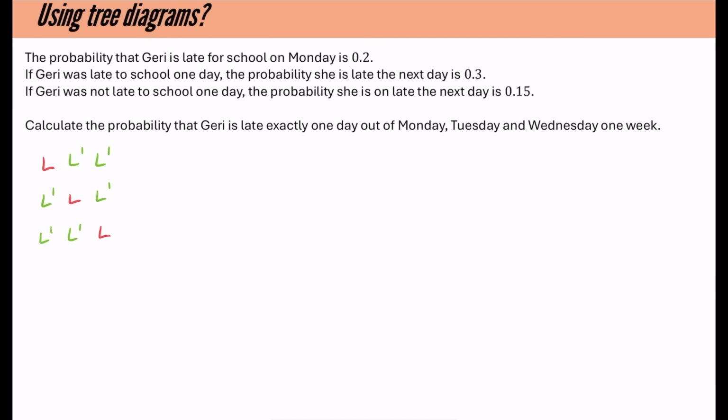So it says here, I'm not going to worry about this first sentence, but it says if Jerry was late to school one day, the probability she is late the next day is 0.3. So if she starts off being late, we're going to have a probability tree that looks like this, where it's going to be 0.3 for late, and it would then be 0.7 for not late. So we get that kind of pattern. If she is not late on one of the days, we're going to get a slightly different coloured tree. The probability she is late the next day is 0.15, which means not late would be 0.85.